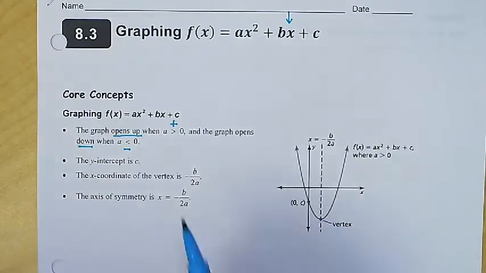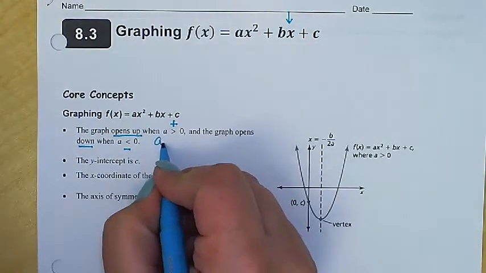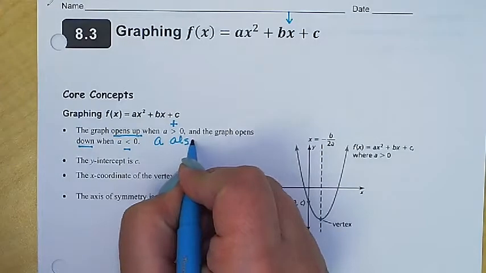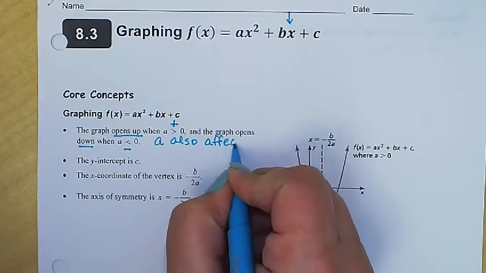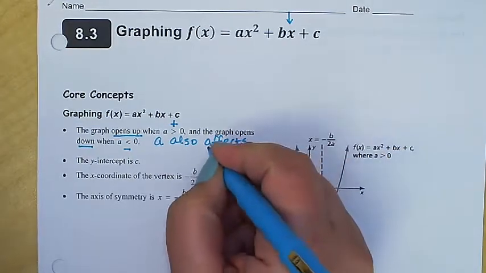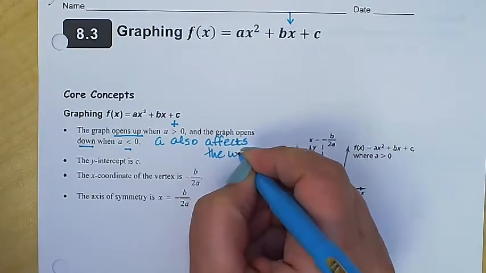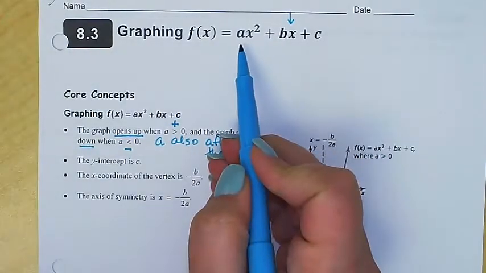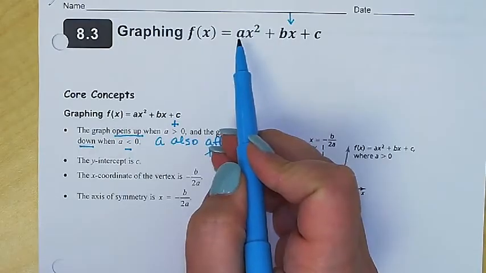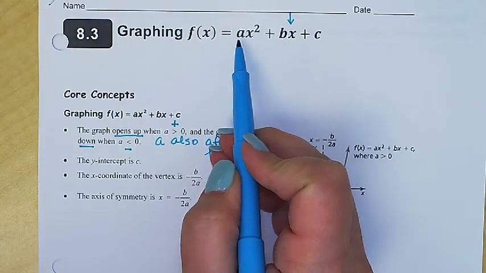The other effect that a has is that it also affects the width. So that is the job of a. It determines which direction it opens and how wide or narrow the parabola is going to be.